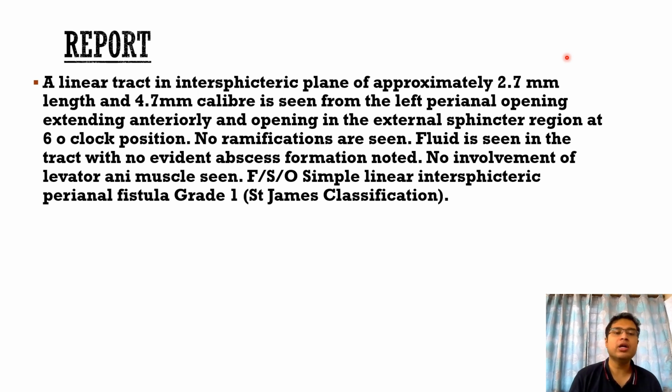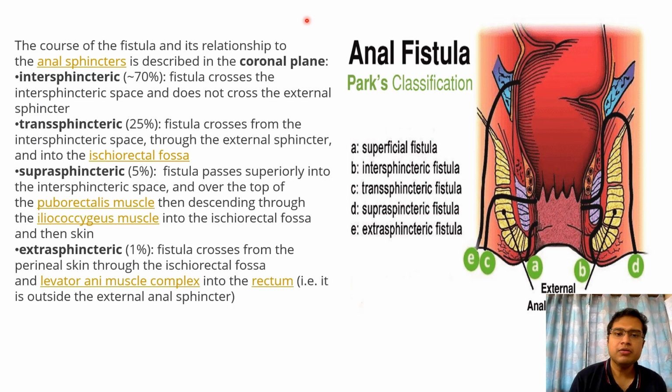It is very important to mention whether there is any ramification or any abscess cavity formation, because it is included in the St. James classification. There was no involvement of the levator ani muscle. The features were suggestive of a simple linear intersphincteric perianal fistula, which was grade 1 of St. James classification. We'll come to what is St. James classification first. But first we'll discuss the conventional Parkes classification by the surgeons.